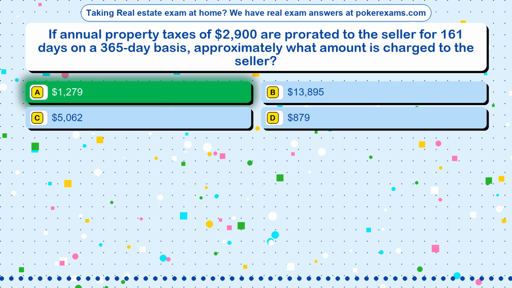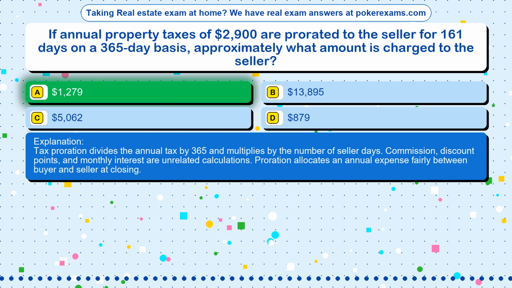$1,279. Tax proration divides the annual tax by 365 and multiplies by the number of seller days. Commission, discount points, and monthly interest are unrelated calculations. Proration allocates an annual expense fairly between buyer and seller at closing.